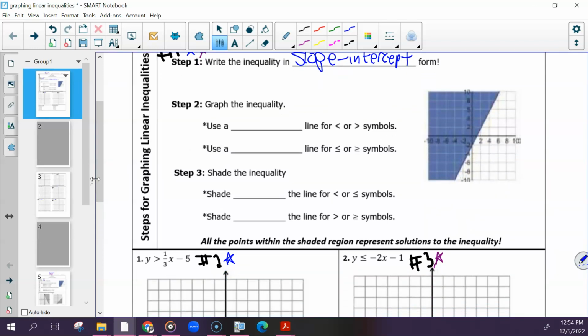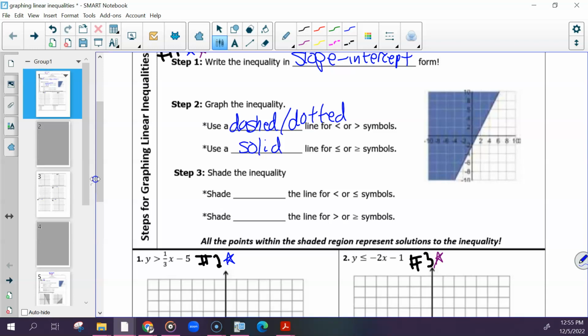So if we have strictly less than or strictly greater than, we're going to use a dashed or dotted line. And then if we have less than or equal to, greater than or equal to, we're going to use a solid line. Some of you may remember this from 2 years ago when you learned this originally. I don't know if this is done in geometry or not.